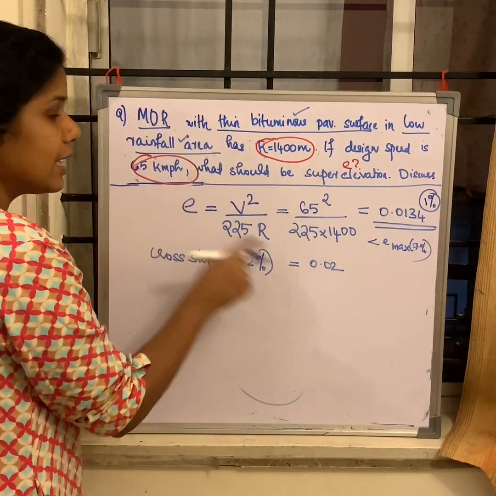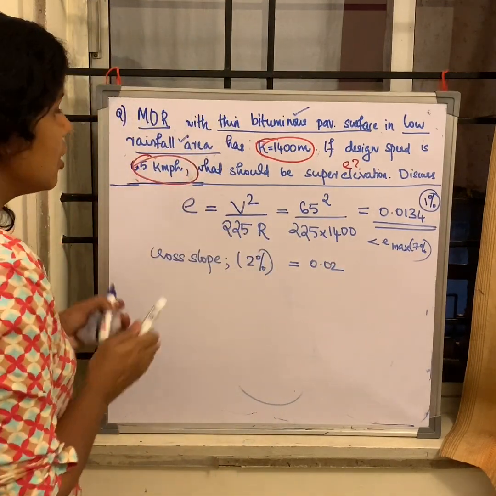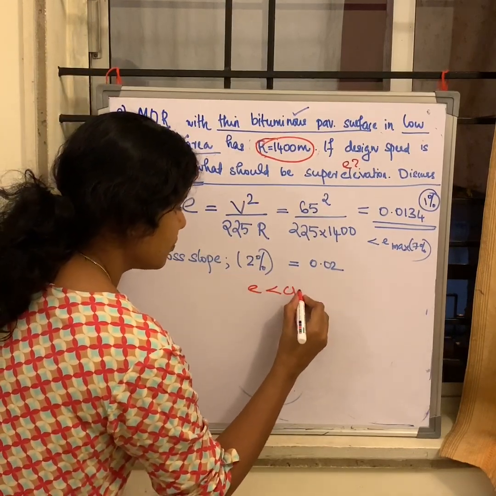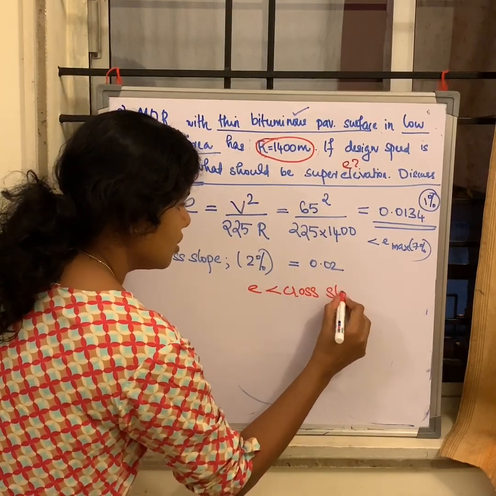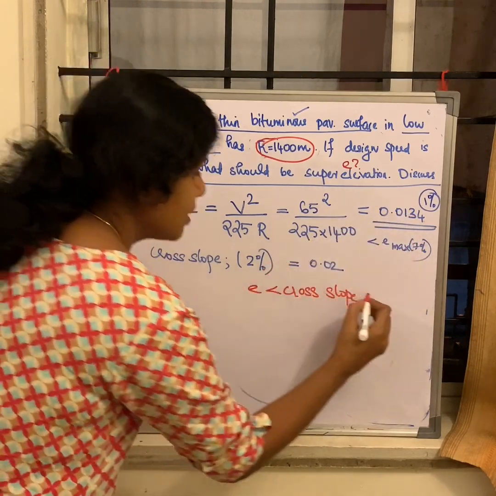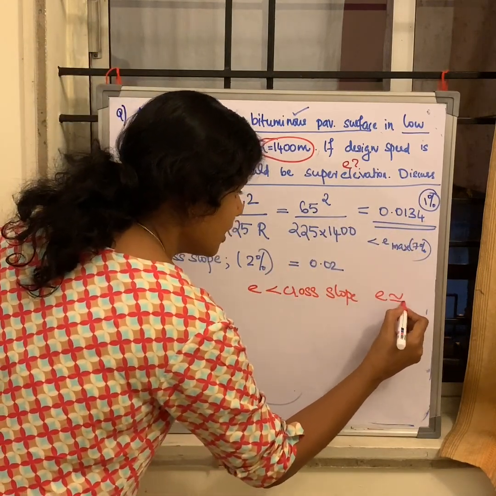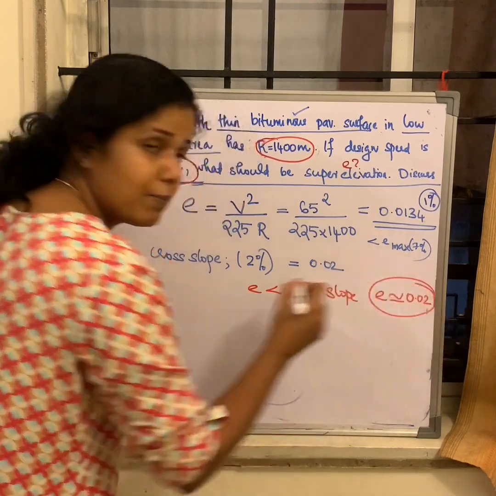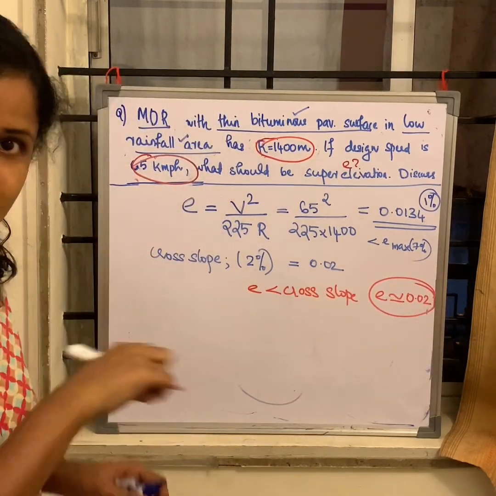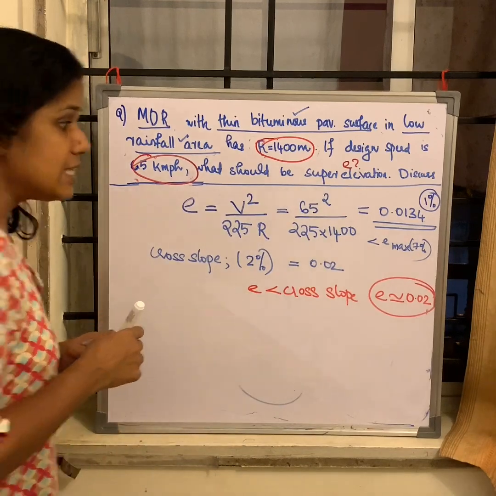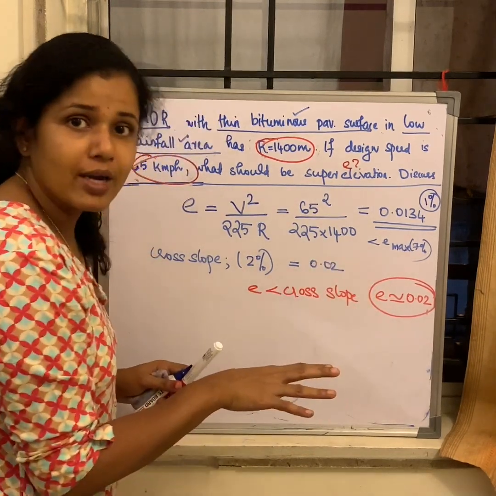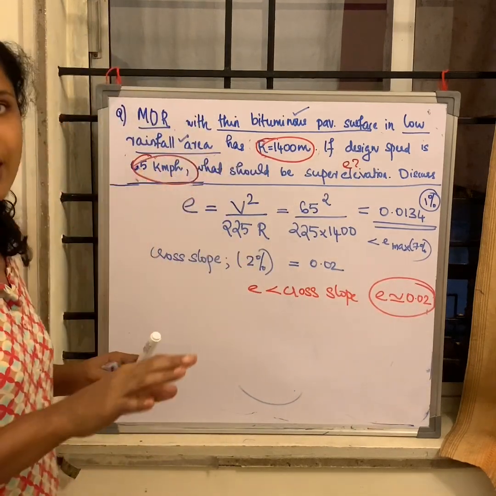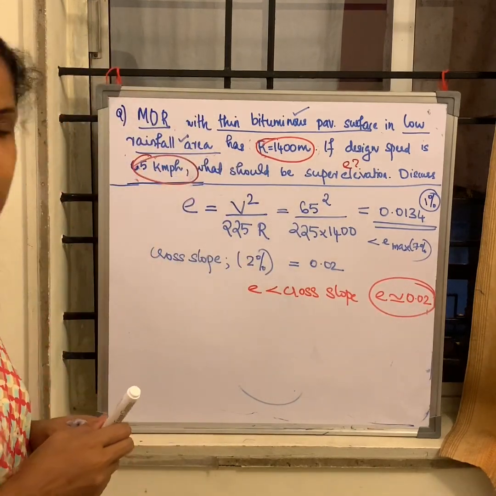Now compare E and camber, which is higher? Your E is less than the cross slope. This is 0.01. So what is my E value? I have to limit my E value to the 0.02 camber value. Clear? That was the first step we discussed. Now, do I really need to provide this super elevation of 0.02, or should I retain the camber? This is the next choice we need to discuss.